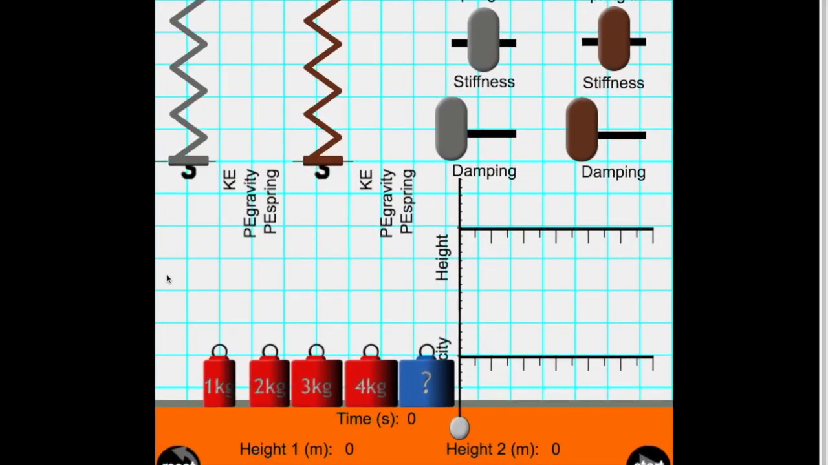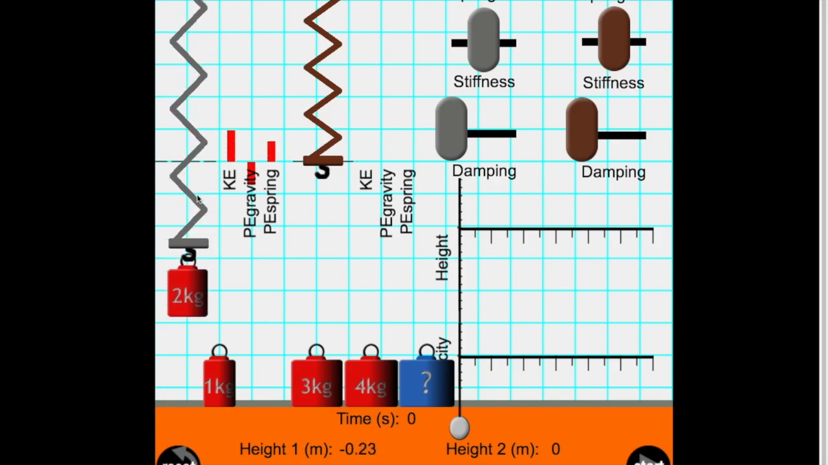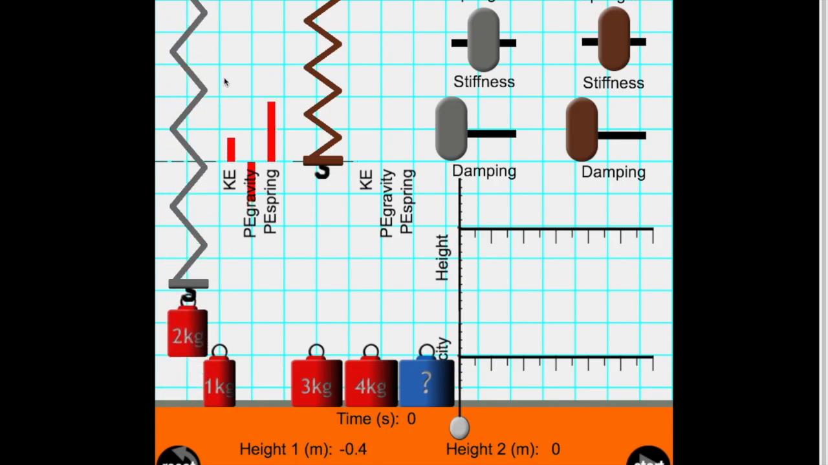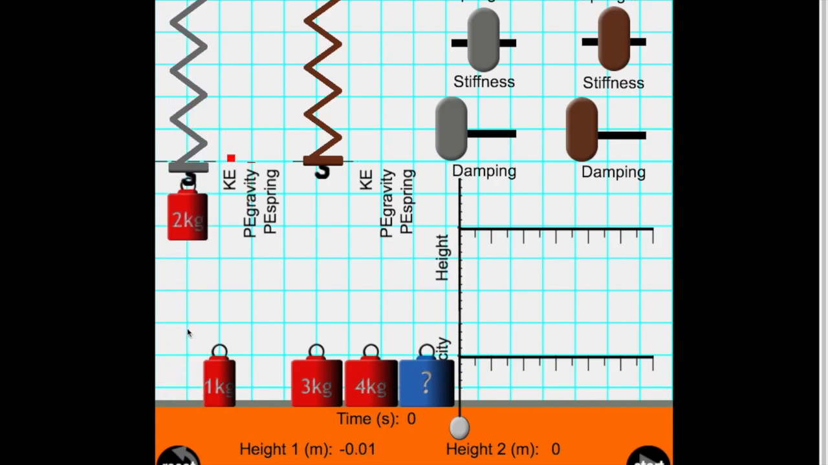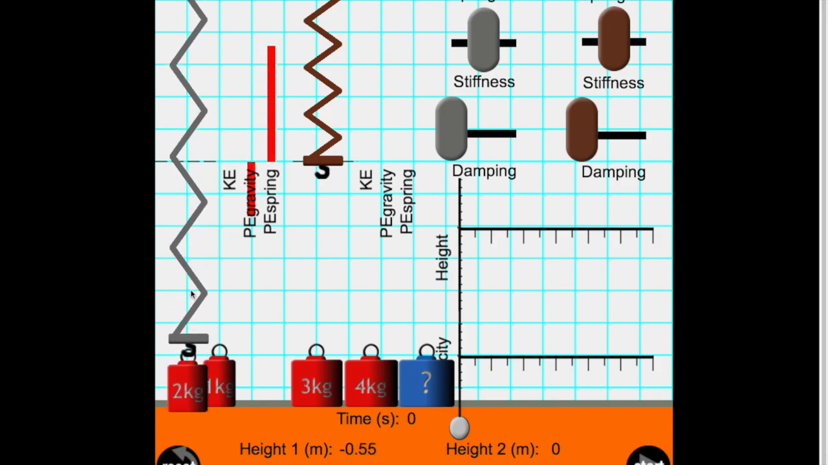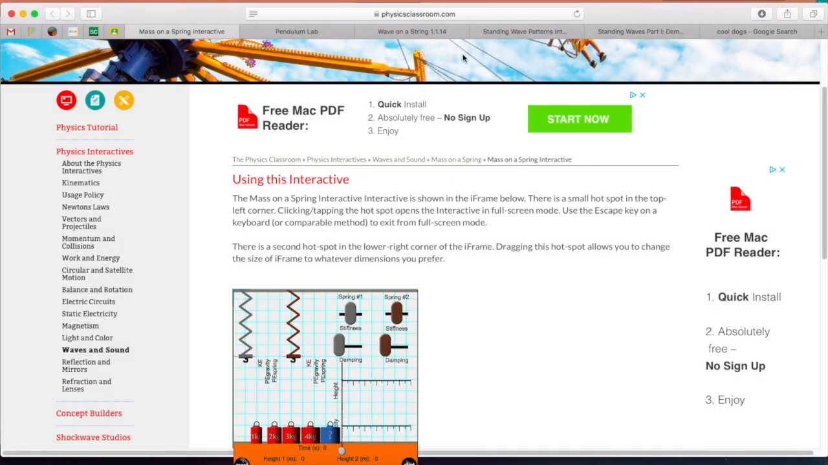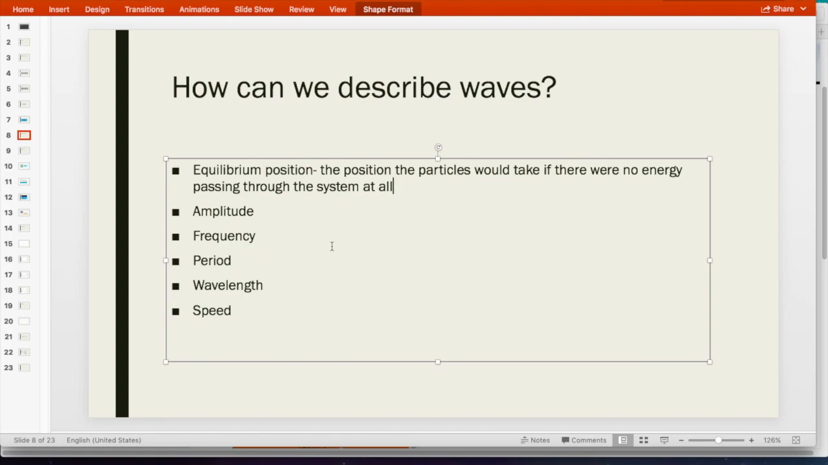How about the spring with masses? Well, you can see that the spring with nothing on it, nothing affecting it, is already at its equilibrium position. I am causing the spring to deviate away from its equilibrium position in a rhythmic, patterned way. So the idea of an equilibrium position is where the particles of the medium would be if there was no energy passing through the system at all.